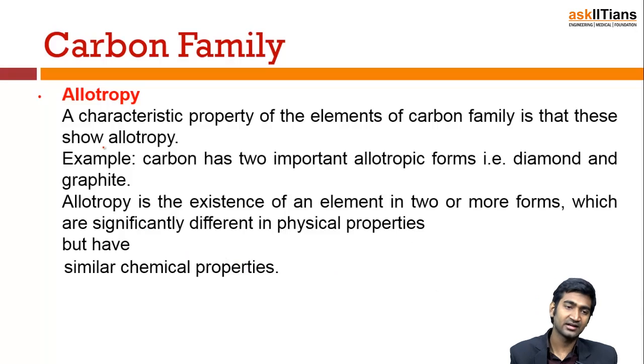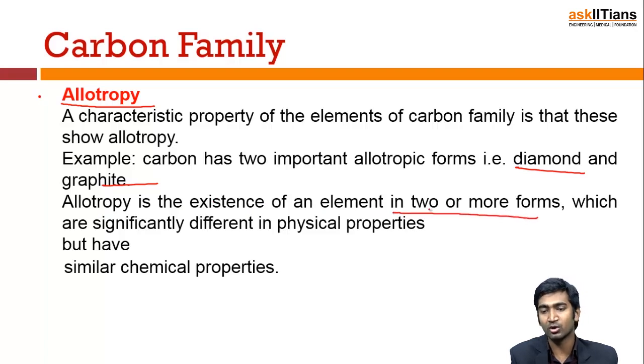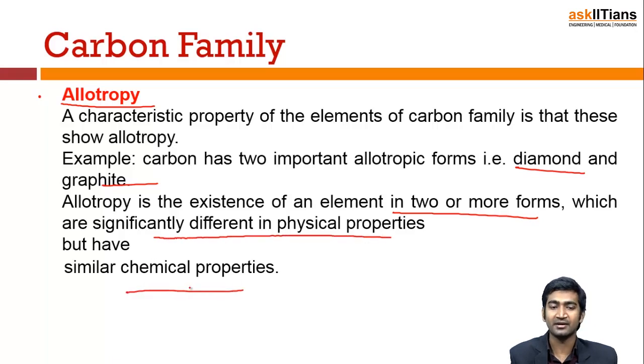One more property is allotropy. This is the property which makes an element exist in different forms, like diamond and graphite. Diamond and graphite have different features, but they are different forms of the same element, carbon. So allotropy is the existence of an element in 2 or more forms which are significantly different in physical properties but have the same chemical properties.